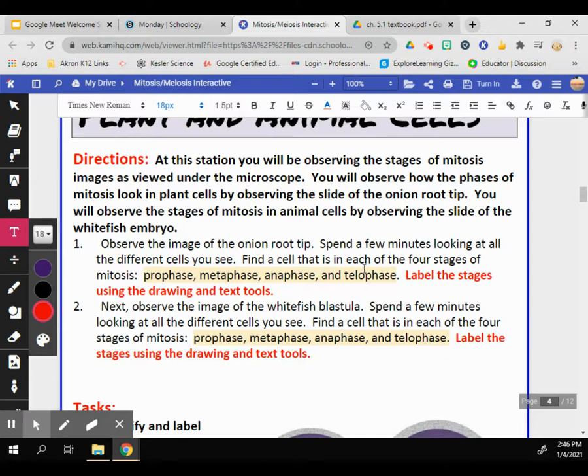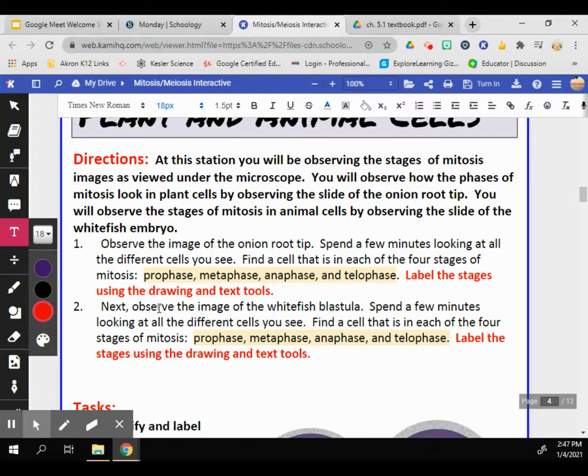Spend a few minutes looking at all the different cells that you see. Then I want you to find a cell that is showing one of each of the 4 stages of mitosis. So you're going to find one that looks like it's in prophase, one for metaphase, anaphase, and telophase. You're going to label the stages using the drawing and text tool. Okay, and I'll show you how I would do that.